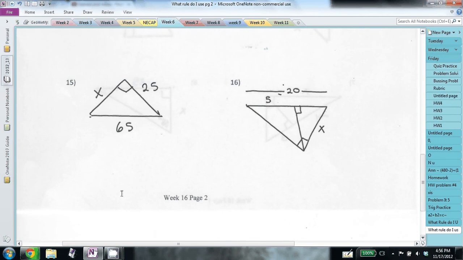Two more. Number 15, two sides of a right triangle. I'm missing a third. Great time to use Pythagorean theorem.